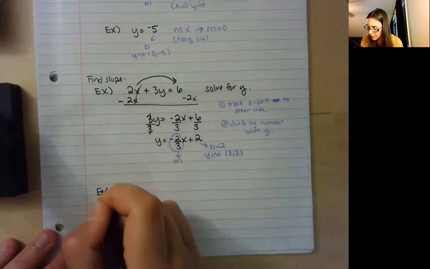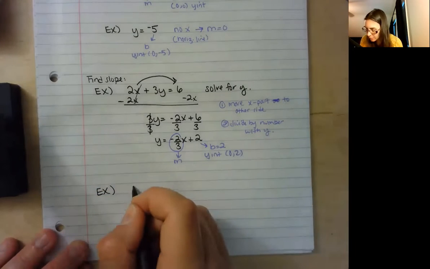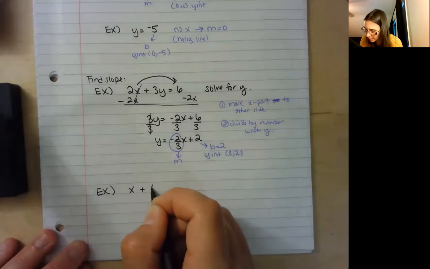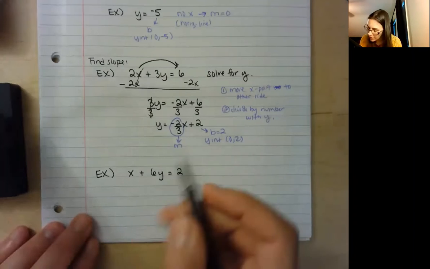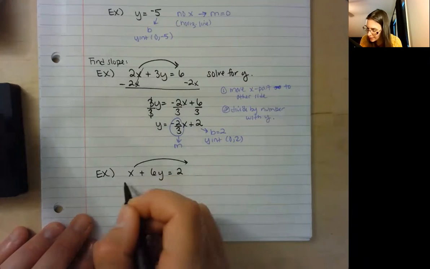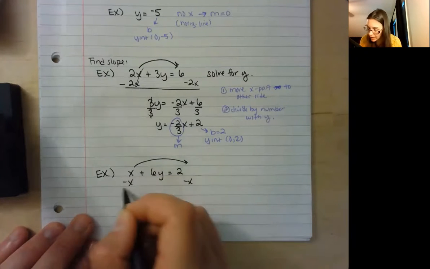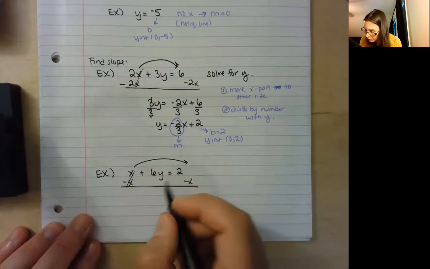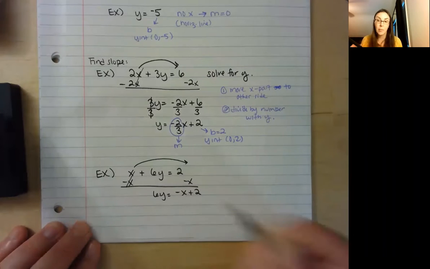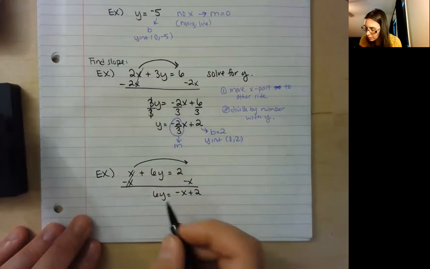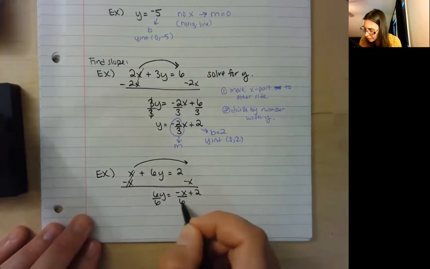So let's do another one. Let's say I have x plus 6y equals 2. So I'm going to move that x to the other side first. If it's positive, it becomes negative. If this was negative, I'd use positive. And again, I just like to write them right next to each other like that. I like to put the x first. That's more comfortable. And then we're going to divide everything by 6.